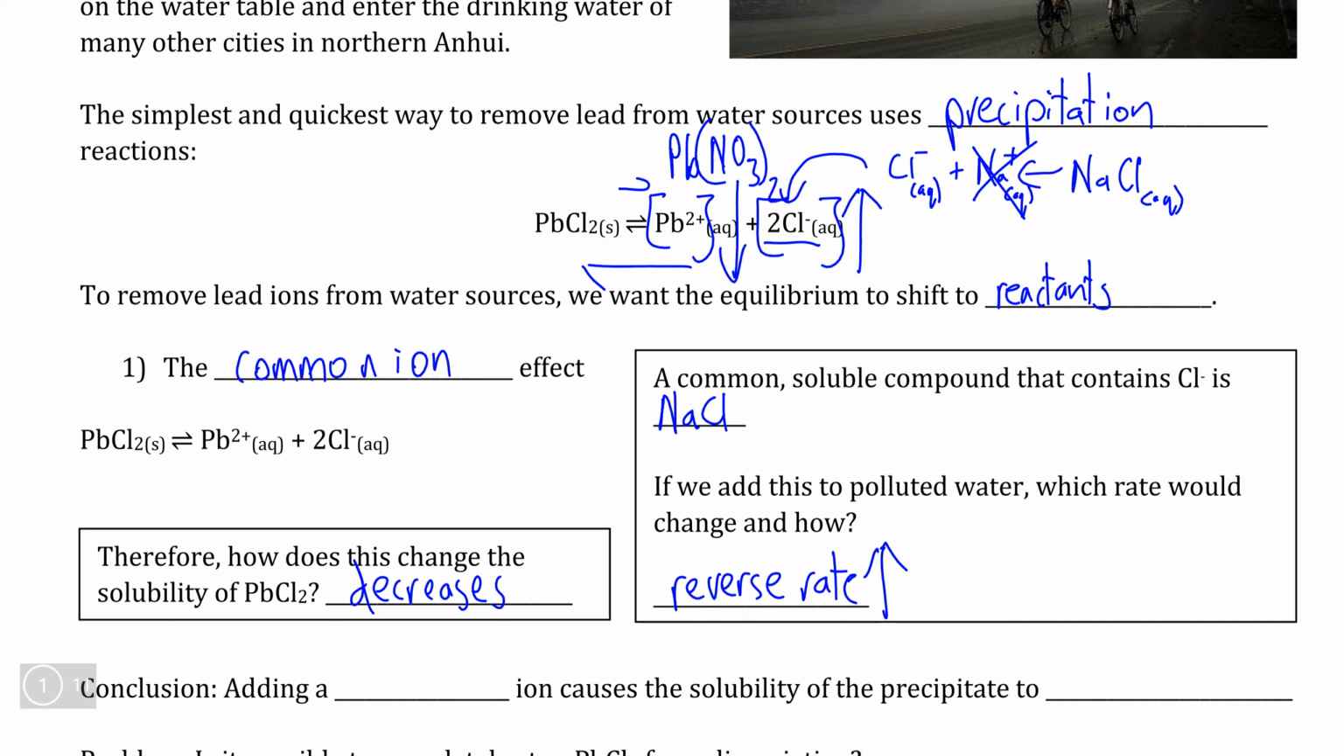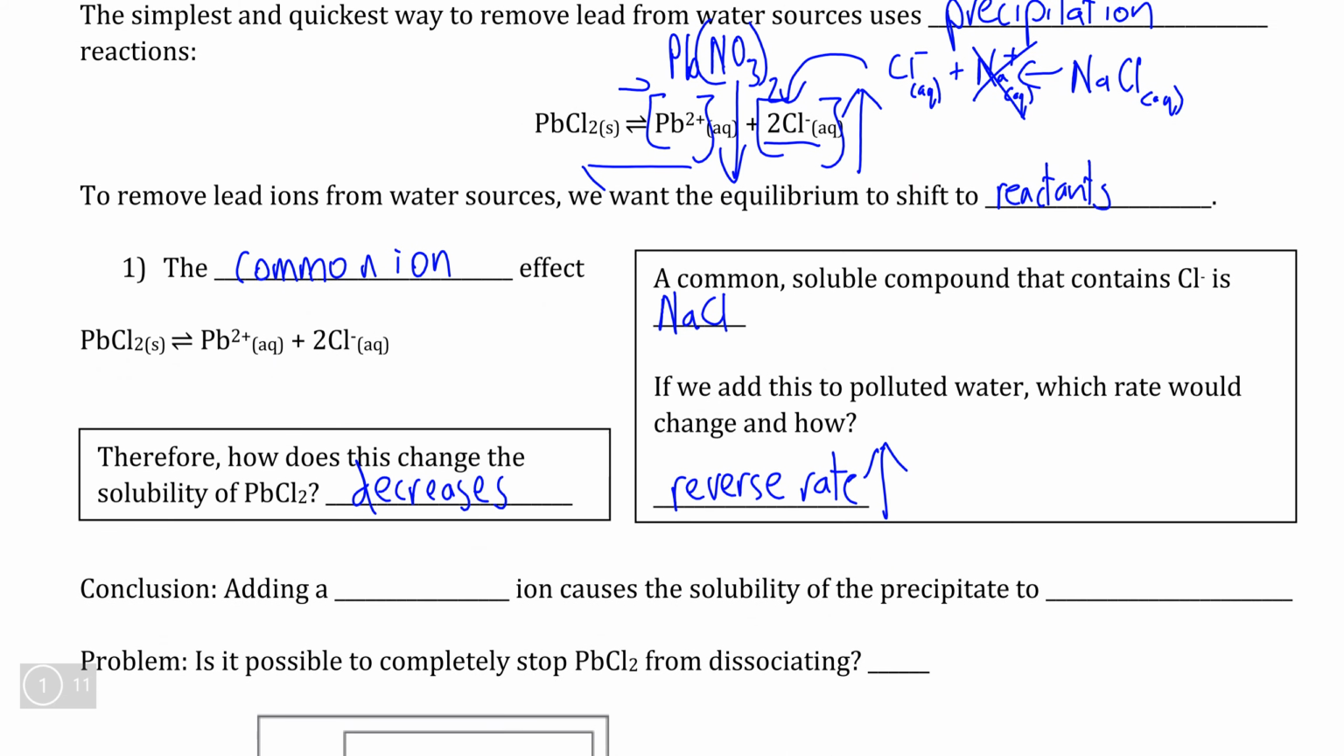So not only does adding a common ion, one of the ions that exist within the equilibrium, cause more precipitate to form, because we have more Cl- to react with lead ions and form the precipitate, but it also makes it harder for the precipitate to then redissolve back into the dissolved ions that can then poison the water supply. So the conclusion that we can reach here is that adding a common ion, one of the ions from the equilibrium, causes the solubility of the precipitate to decrease, which makes it easier to remove that.